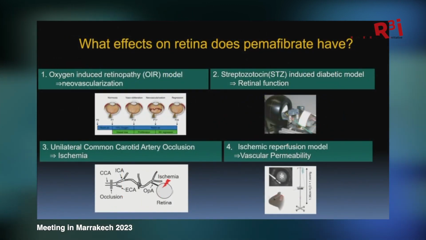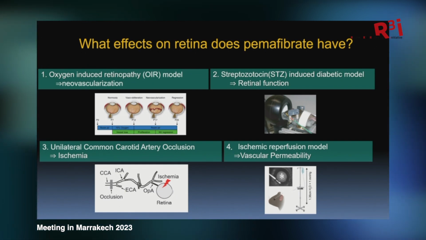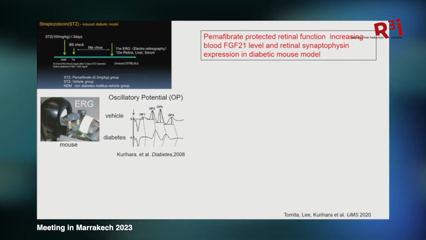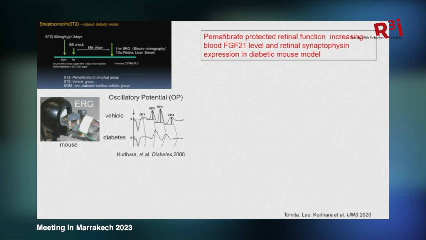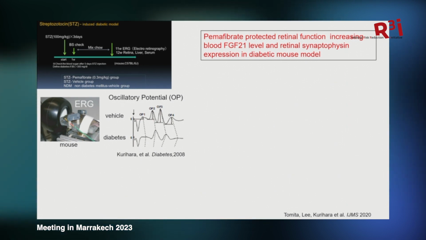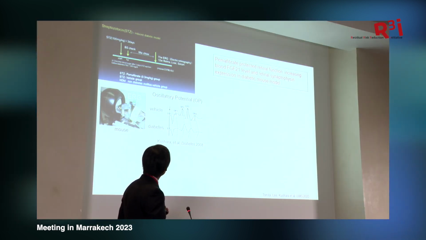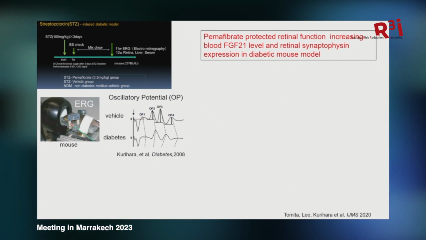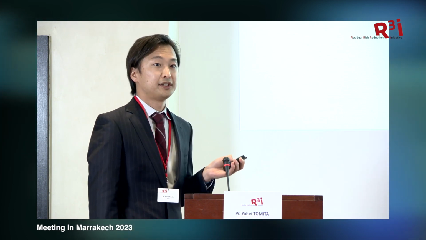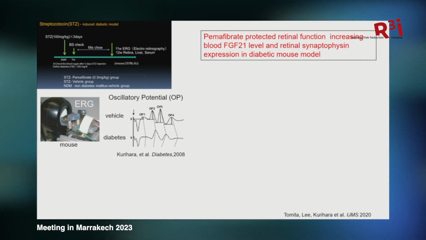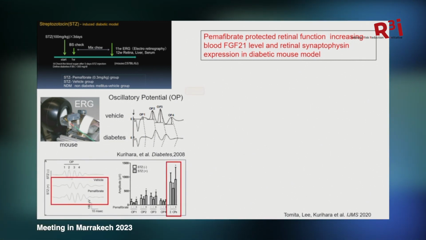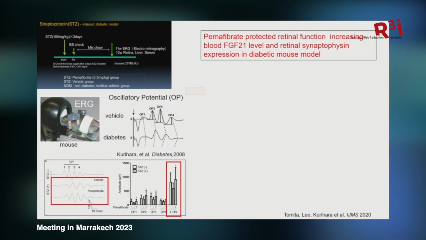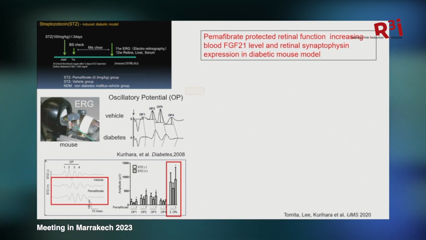Next, I will talk about the streptozotocin-induced diabetes mouse model. We checked the retinal function. First of all, we injected streptozotocin into the mice to induce type 1 diabetes. And then we used electroretinography, ERG, to see the function of the retina, commonly used in humans and rodents. The OP wave shows the function of the retina, and it is reduced in the early stage of DR. Pemafibrate reduced the reduction of the OP wave compared to the control. So it means pemafibrate rescued the retinal dysfunction.